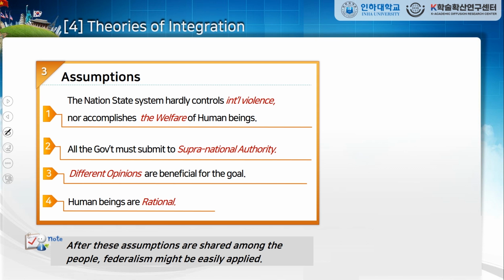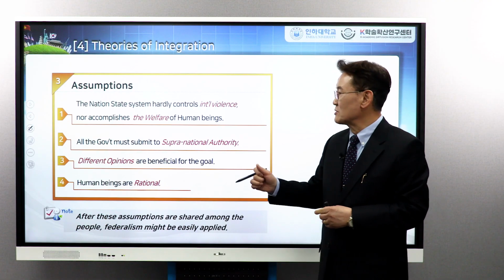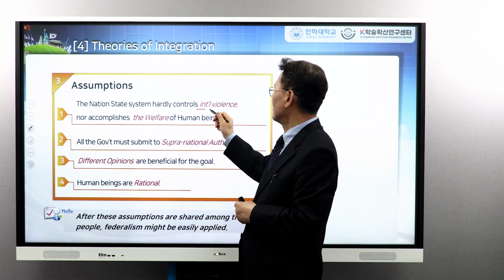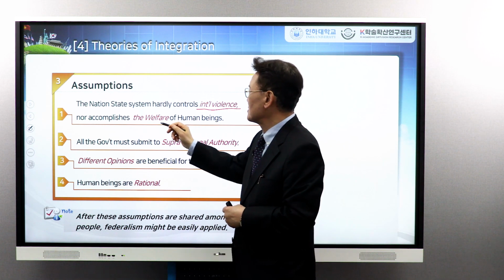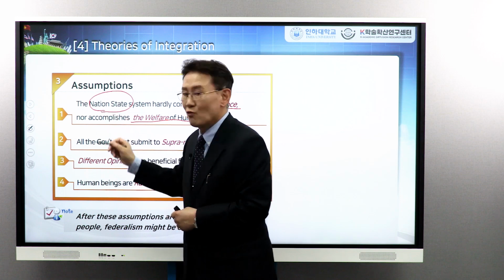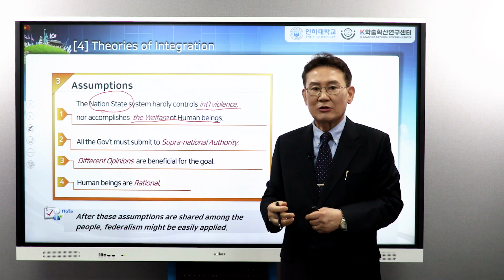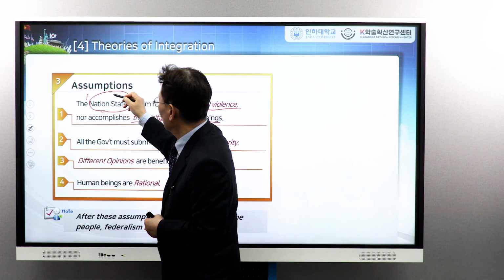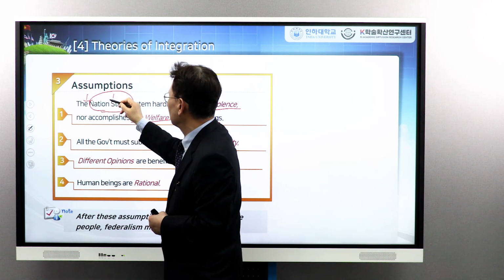In order to have a federal system, we have to understand some basic assumptions. There are four basic assumptions in order to achieve federalism. The first assumption is that the nation-state system hardly controls international violence, nor accomplishes the welfare of human beings. Nation-state. What is the nation-state system? Literally, nation-state means one nation, one state.